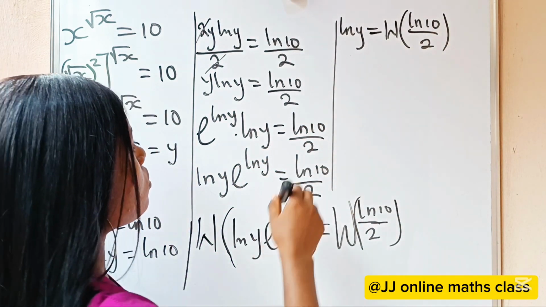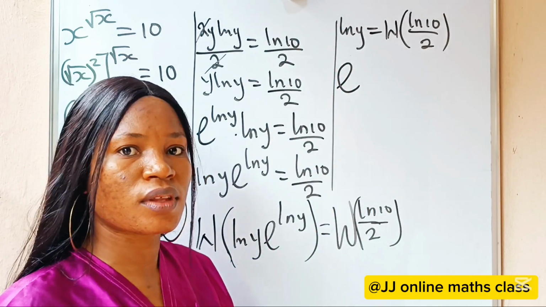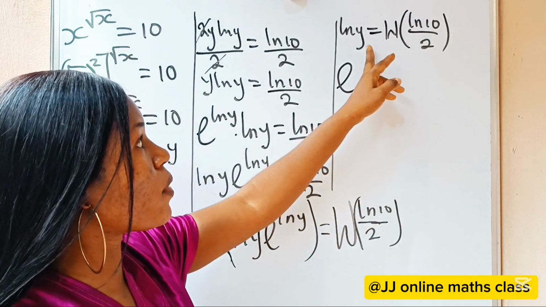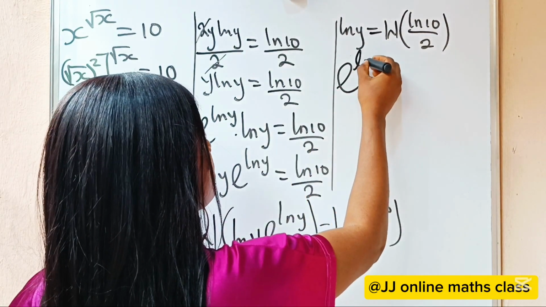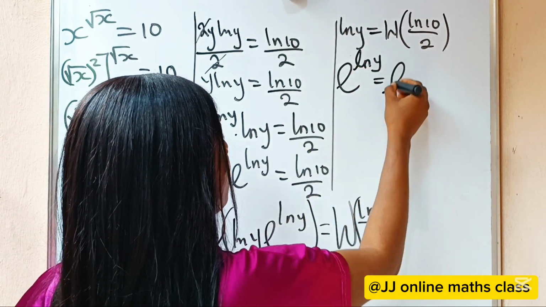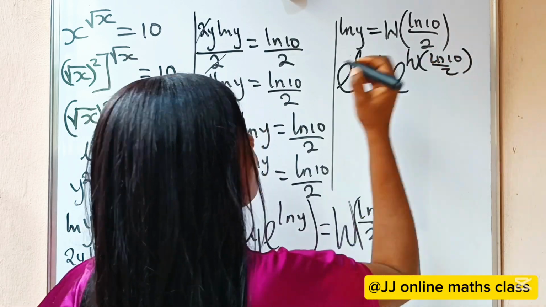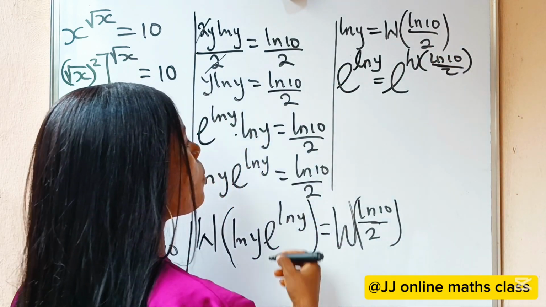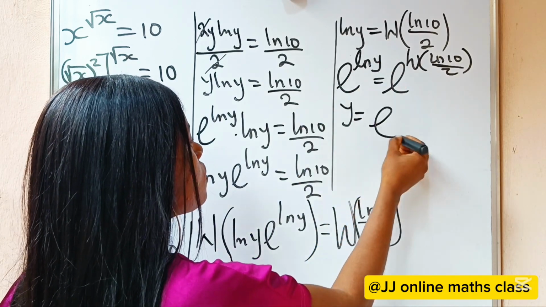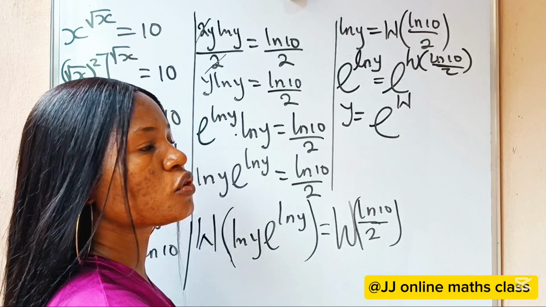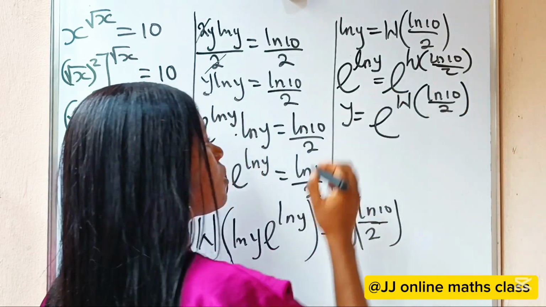So what we are going to do is introduce e to both sides of this. Why am I doing that? Because I want to bring out y. So if I introduce e to both sides, I'm going to have e to the power of ln y, which will give me y, is equal to e to the power of the Lambert W function of ln 10 divided by 2.